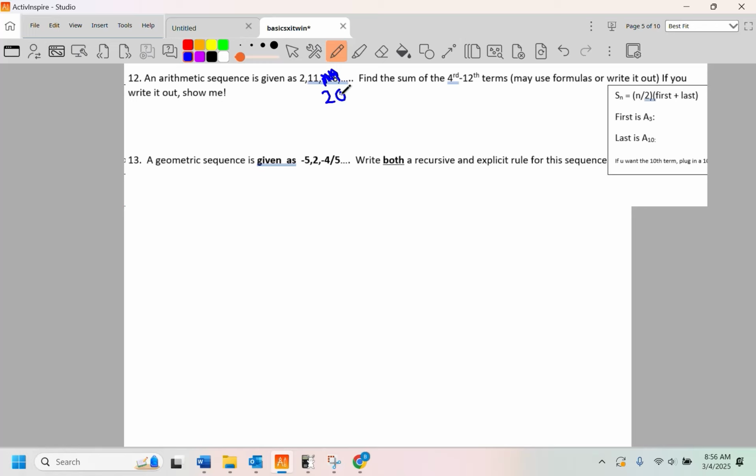2, 11, 20, find the sum of the 4th through 9th terms. So the difference here is 9, which means that the 4th term is going to be 29. That is going to be followed by 38, which is followed by 47, which is followed by 56, which is followed by 65, which is followed by 74, which is followed by 83, which is followed by 92, which is followed by 101.